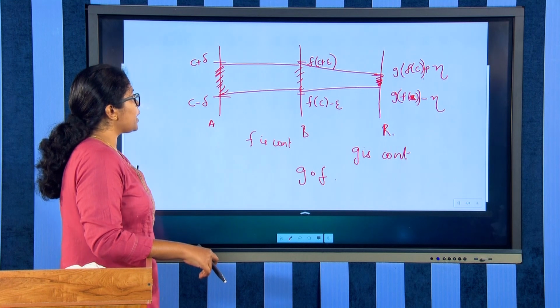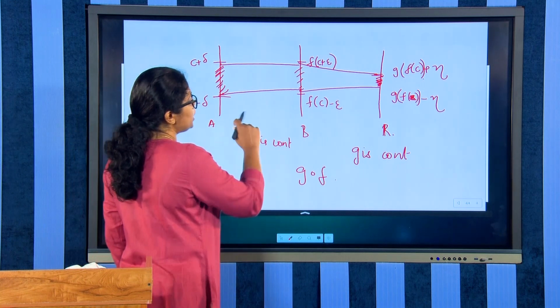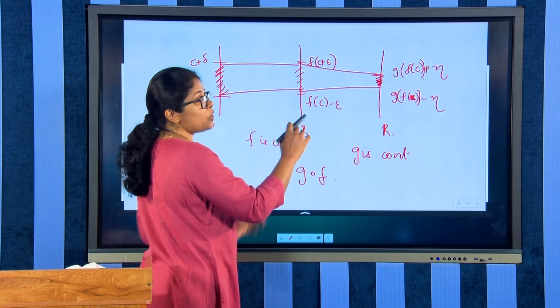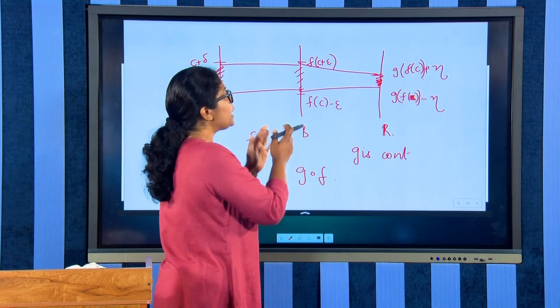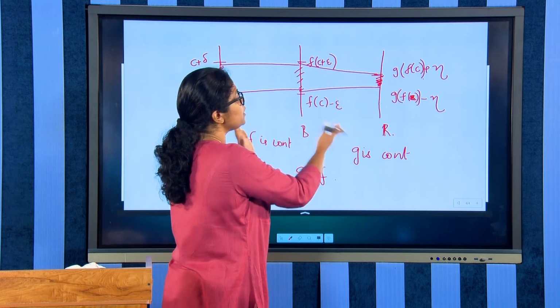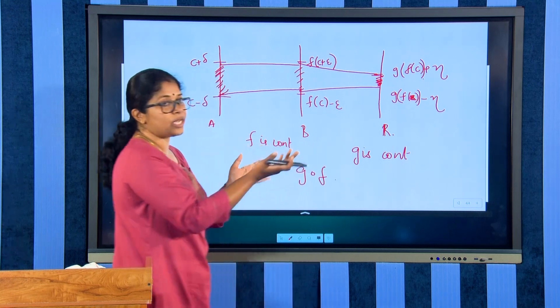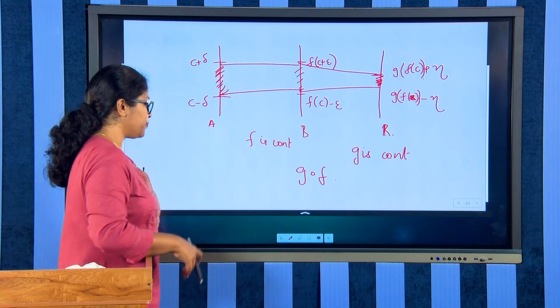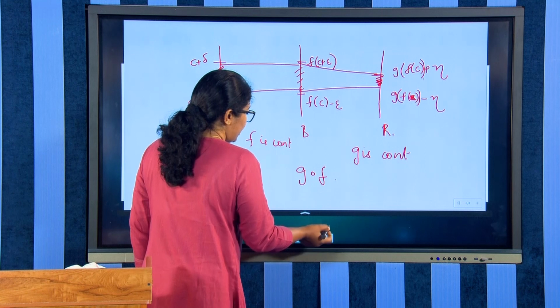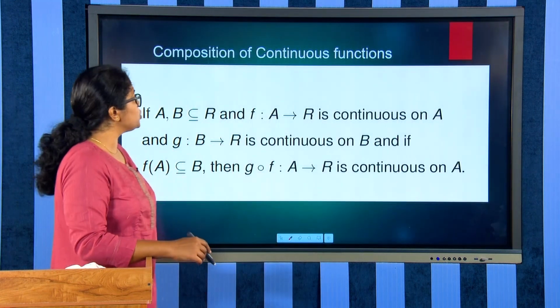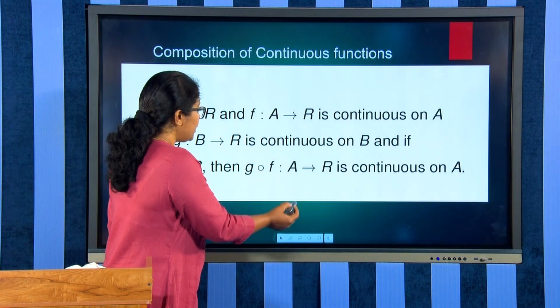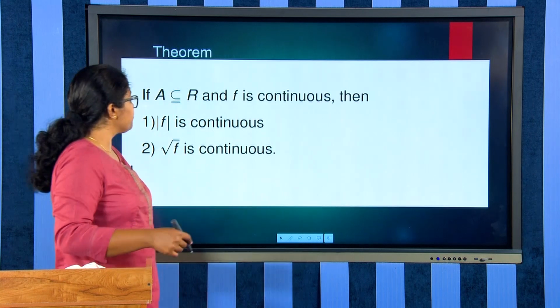So, that is why, if g and f are both continuous, g composition f is continuous. If the continuity of one of these fails, g composition f cannot be continuous. So, that is the concept of composition of continuous functions. Now, we have the next result.